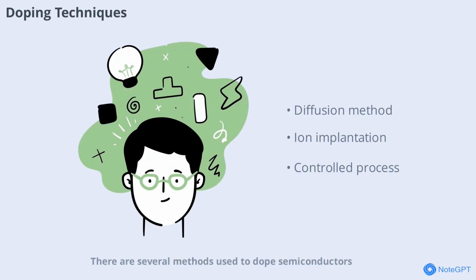There are several methods used to dope semiconductors. The most common techniques include diffusion, where dopant atoms are diffused into the semiconductor at high temperatures, and ion implantation, where dopant ions are shot into the material using a particle accelerator. Each method has its advantages and is chosen based on the desired properties and application. Let's take a closer look at these techniques.